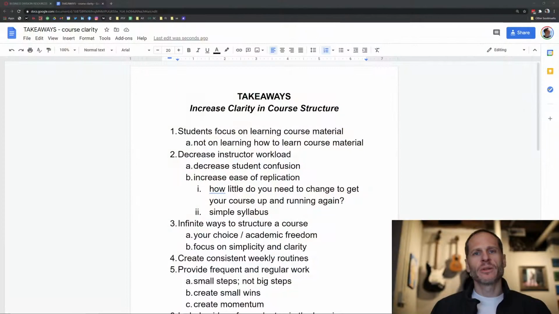Welcome everybody. We're going to take a few minutes and talk about how we could increase clarity in our course structure. And there's many reasons we want to do this. First and foremost, primarily, it's going to make it easier for the students to succeed in our classes if it's clear to the students what they need to do.